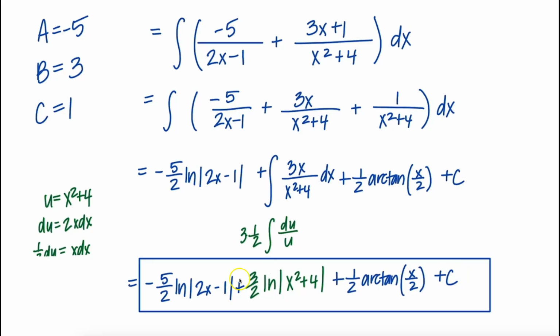So what often happens is that each of the pieces of partial fractions becomes a natural log type of function or an arctangent type of function. So these are very common pieces to end up with when you start with the partial fraction decomposition.